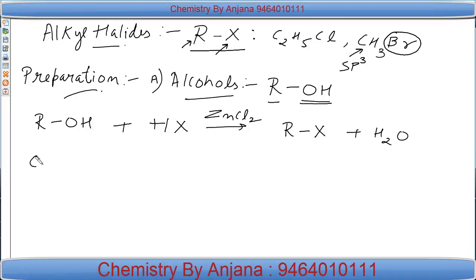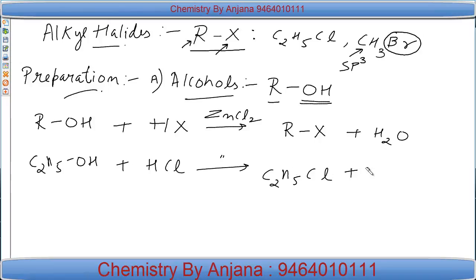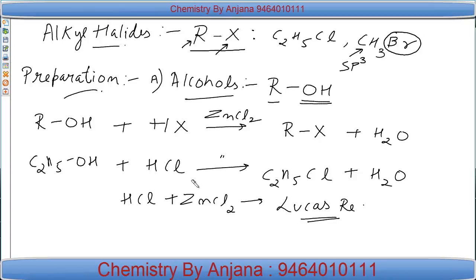Let's take an example. Suppose C2H5OH, I'm taking ethyl alcohol and making it react with HCl in the presence of the same catalyst, ZnCl2. Here I'll get a simple substitution reaction. Cl will substitute OH and the result is C2H5Cl, that is alkyl halide, plus water. But this reaction occurs in presence of a catalyst called ZnCl2. This combination, HCl plus ZnCl2, is called Lucas reagent. It is going to be very important for us later on. So Lucas reagent is a reagent which we use for this reaction.